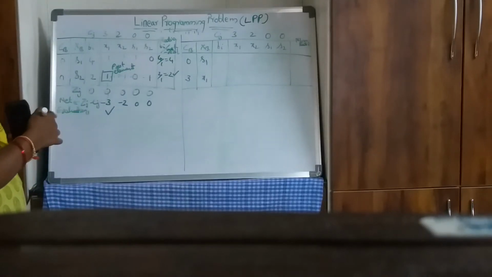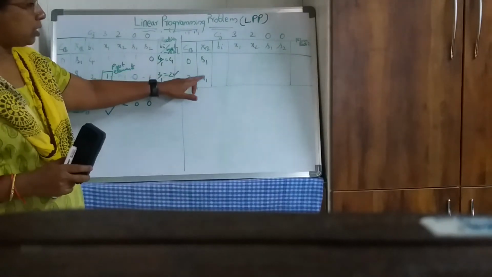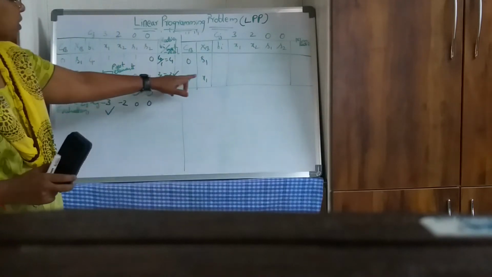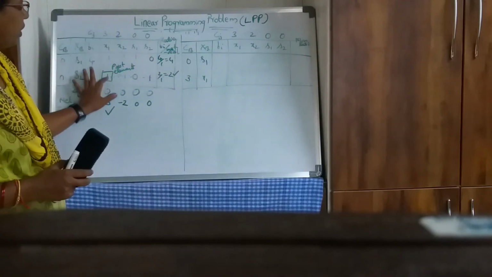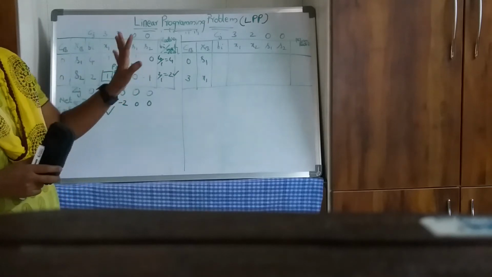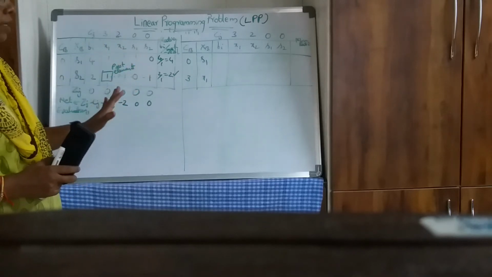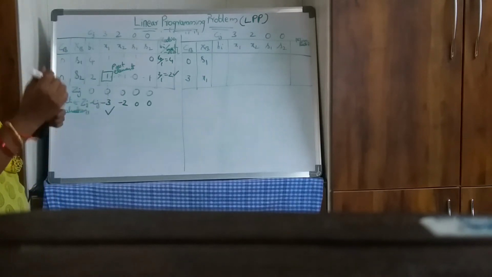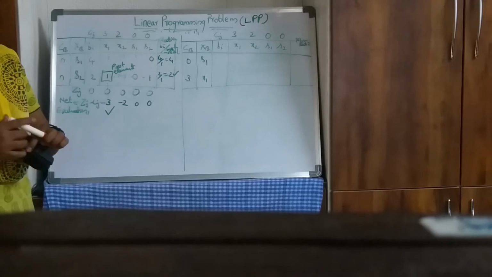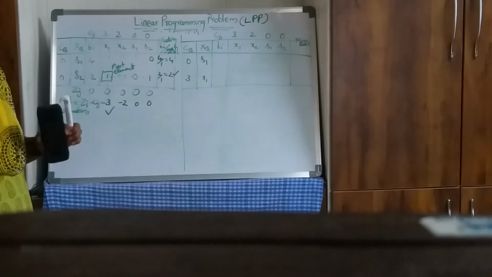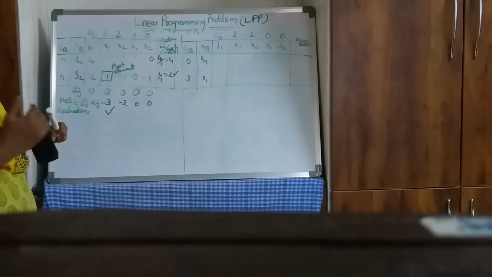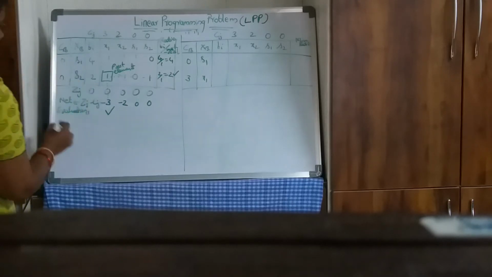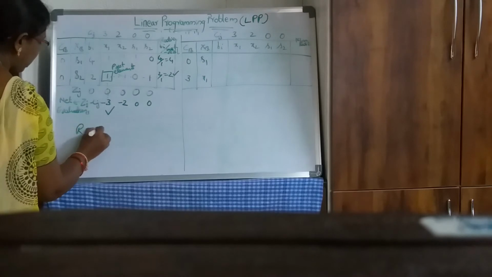So I told you whichever variables are occupying this XB column, they should form an identity matrix. Now here X1 is coming. In place of X1, do you have an identity matrix? No, you don't have an identity matrix. So to make this an identity matrix, we'll use row transformations. Now how to make the row transformations? We'll start making row transformations from the row which has the pivot element. So here I have the pivot element in the second row. So I'll make the transformation first to that row. That is the second row.